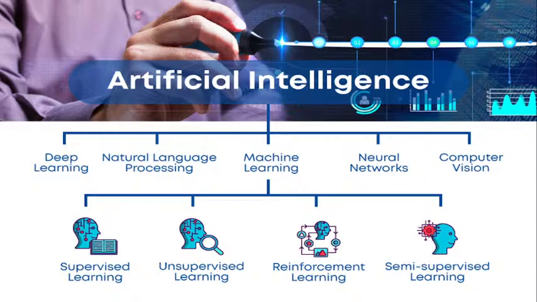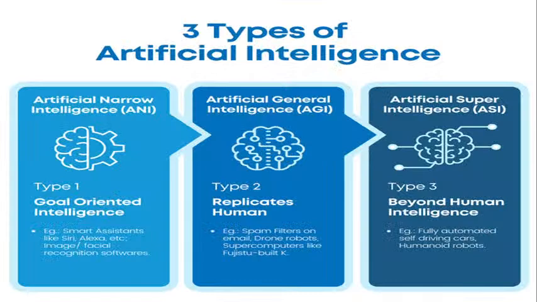Okay. And next, coming to the 3 types of artificial intelligence. What are the 3 types of artificial intelligence we have? We have artificial narrow intelligence, artificial general intelligence and artificial super intelligence. Take type 1: artificial narrow intelligence, also called weak intelligence. That means it will only use predefined algorithms or predefined text.